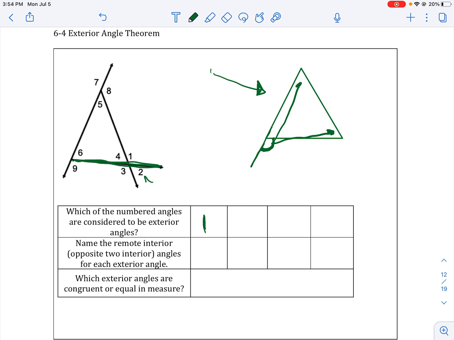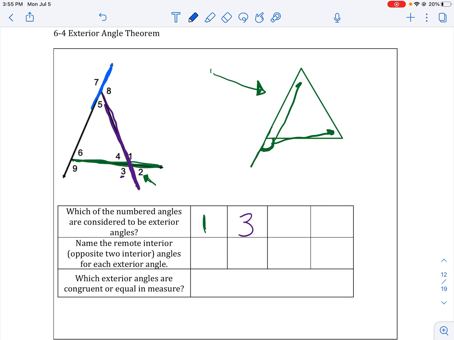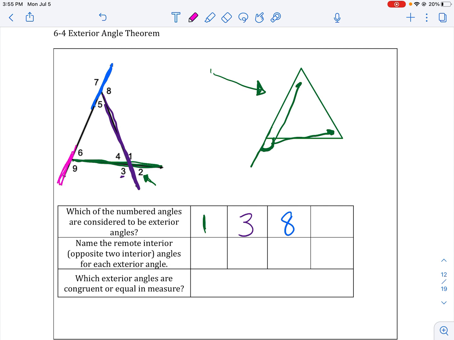Angle 2 is not an exterior angle in this case, because this angle is made when you extend two sides of the triangle. You have to extend the side we just extended and this other side to create angle 2, and angle 2 and angle 4 are vertical angles, also not making it an exterior angle. If we extend this side of the triangle, we have then created angle 3, and then extending the top gives us angle 8, and then extending the bottom this way gives us angle 9.